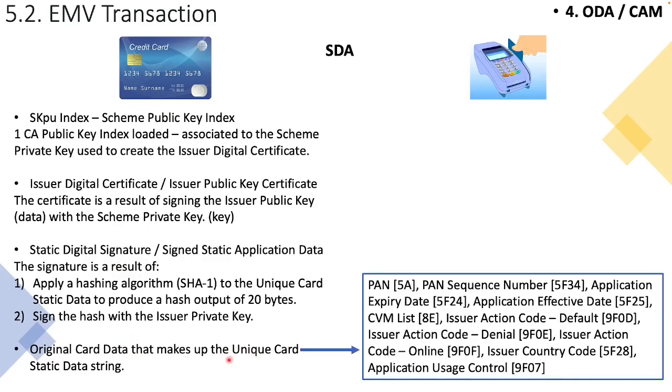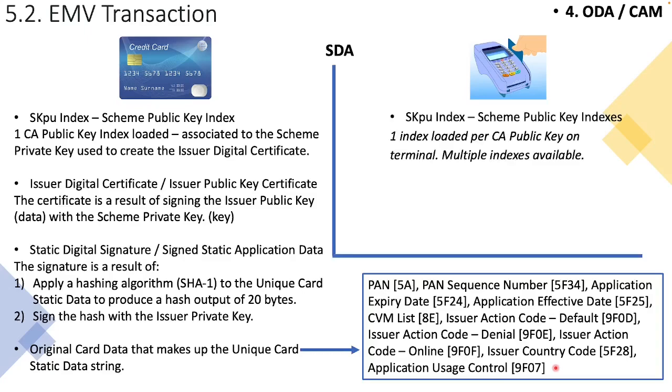And typically, if you look at what goes into this string of data, you're looking at things like the PAN, which is unique to the card, a PAN sequence number, application expiry date, application effective date, CVM list, the issuer action codes, issuer country code, application usage control. This is typical. Each issuer will make a decision in terms of what piece of data they want to use, but this is the typical implementation thereof.